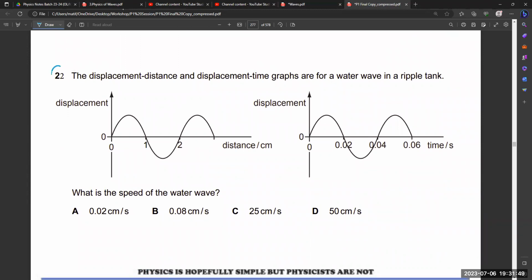Okay, so let's try this one. Now this question contains a diagram plus a formula. So first go through the question, then I will tell you.